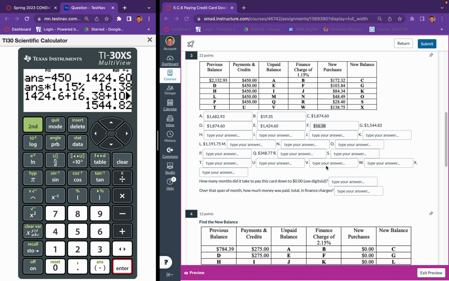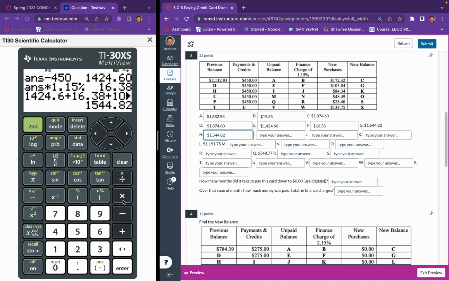And find out that now we owe $1,544.82. And again, I put that answer there just so that you can ensure that you are doing the problem correctly. If you don't get this number, $1,544.82, that means one or more of these three answers are wrong. So if we end the month owing $1,544.82, we begin the next month owing $1,544.82. So now we owe that much money.